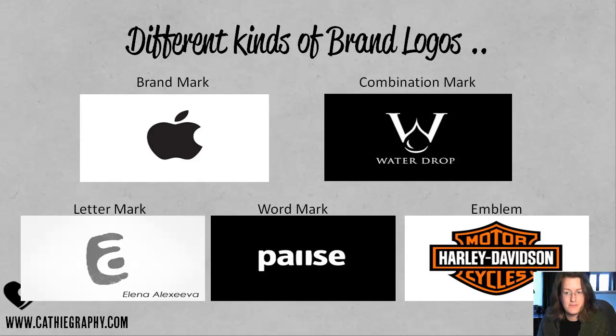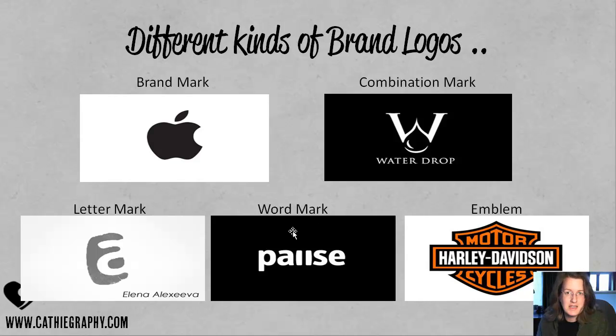There are 5 kinds. Brand mark, which is usually just a symbol representing what your business is. There's the letter mark, which is just the letters standing for your business, usually the first initials or just the first letter or a letter within your business name. Combination is the letter and a brand mark combined.